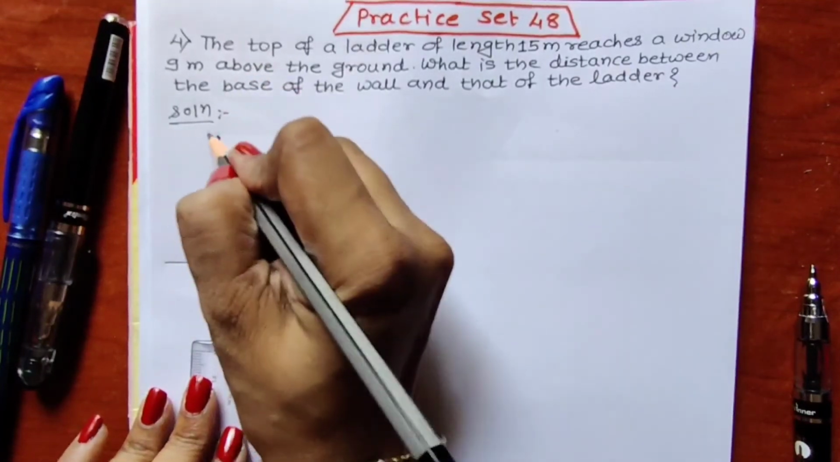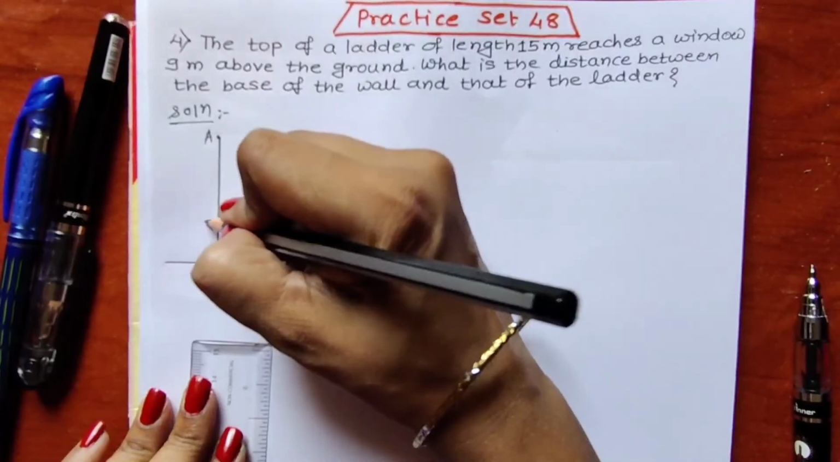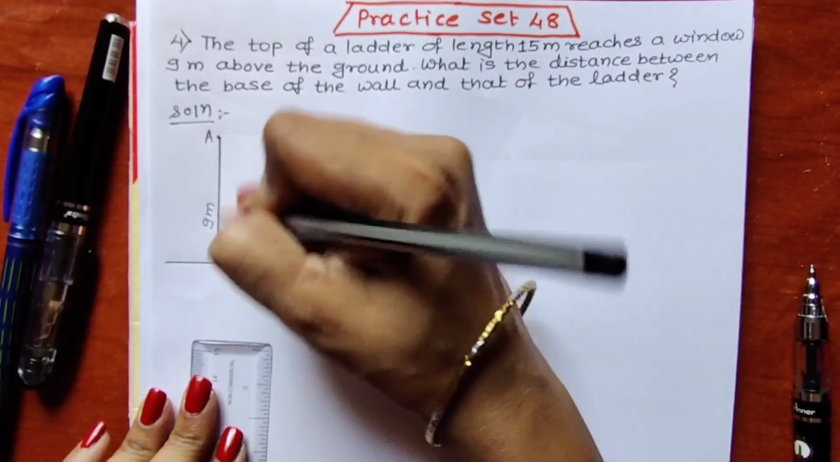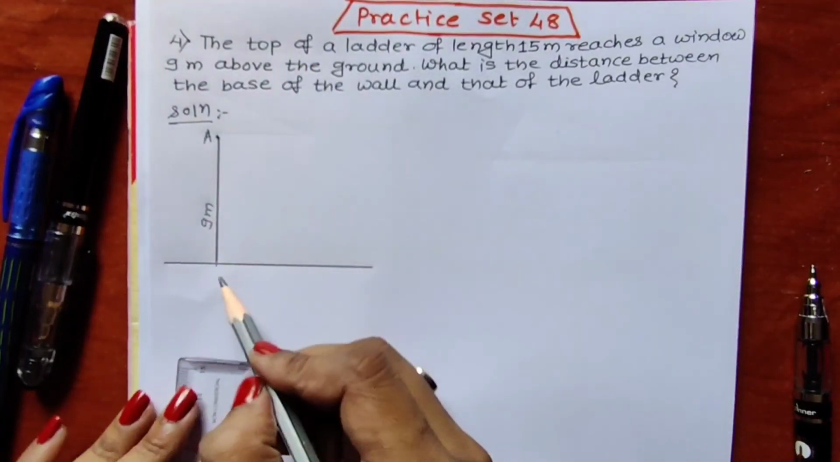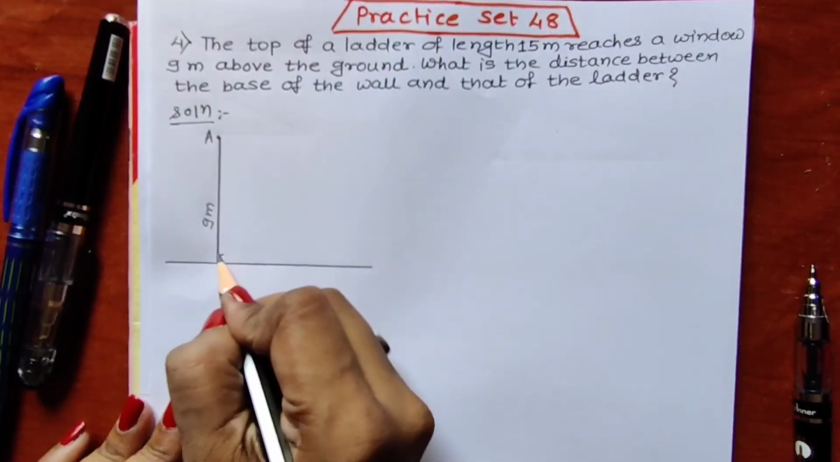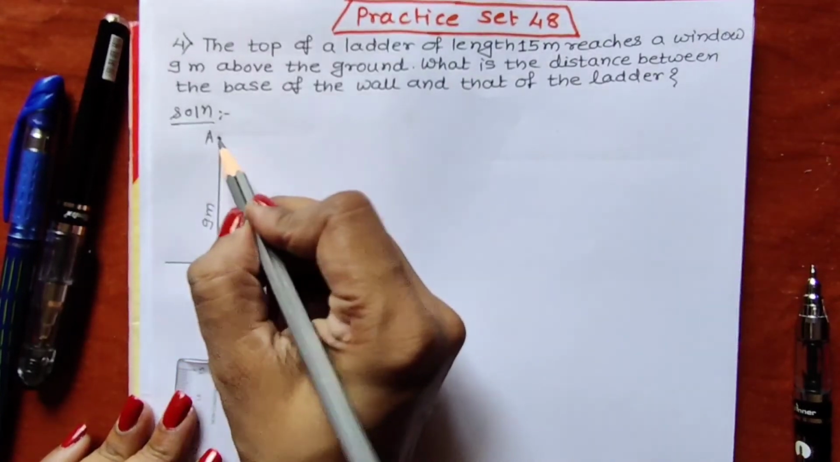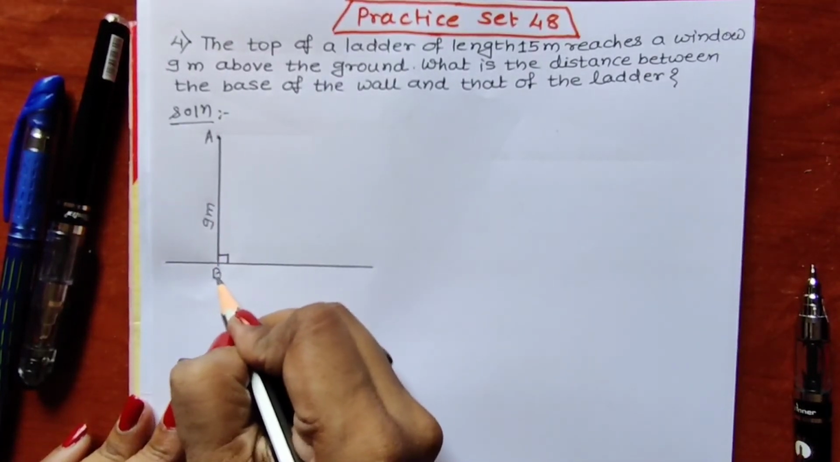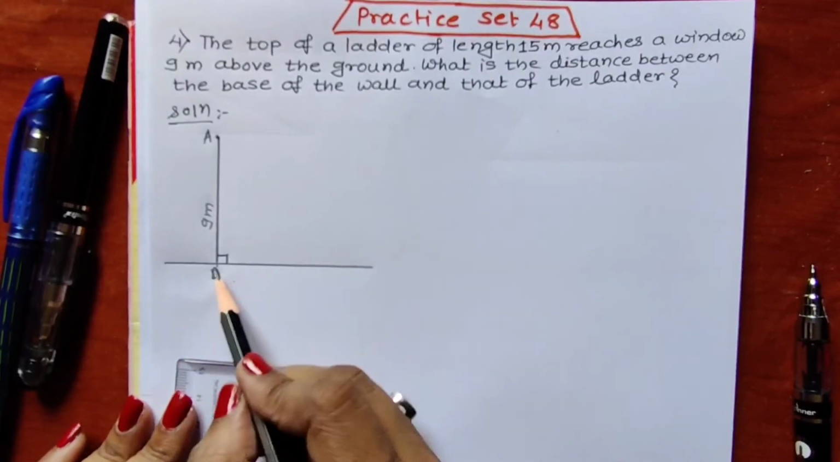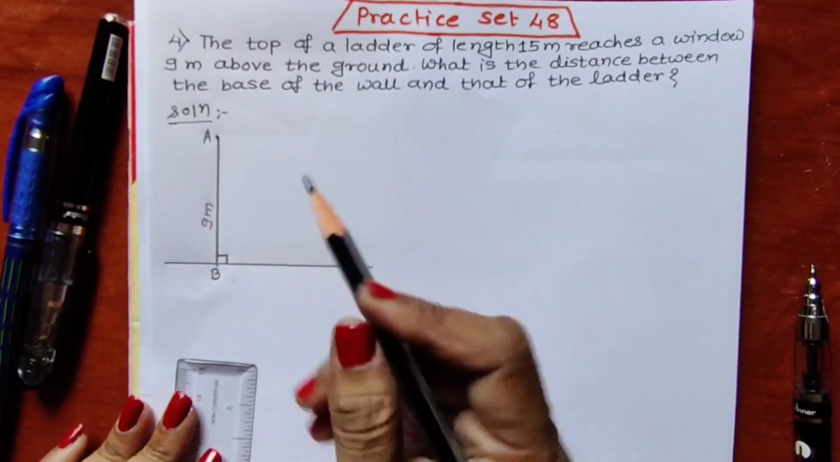Maybe this is point A, and at point A there is a window, and this window is 9 meter above the ground. From the ground it will be 9 meter above, and we all know buildings are erect, buildings are straight, so here it will be a 90-degree angle. The base of the building below the window may be B. So from the base till the window the height is 9 meter.